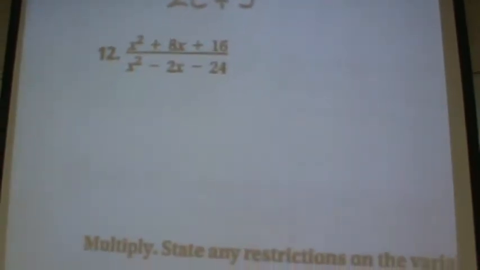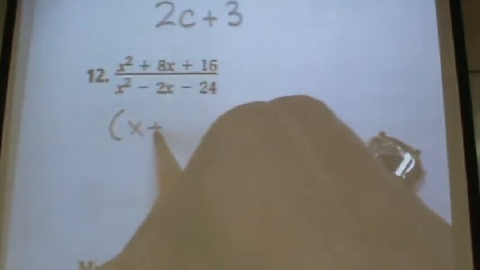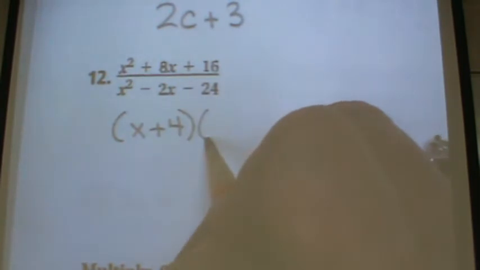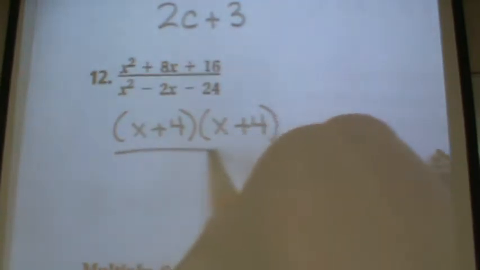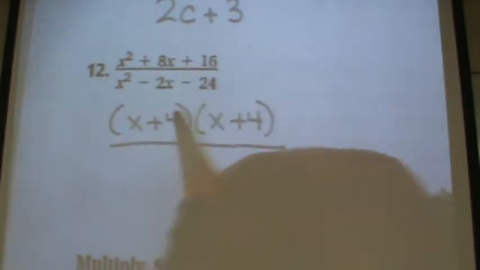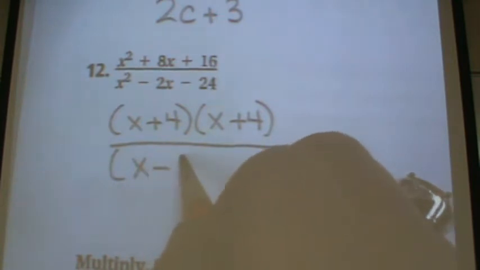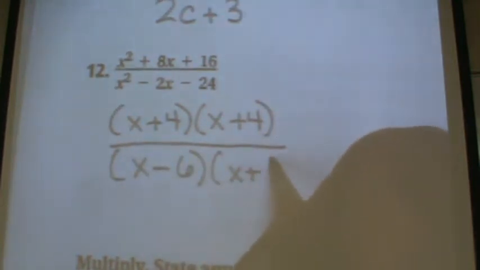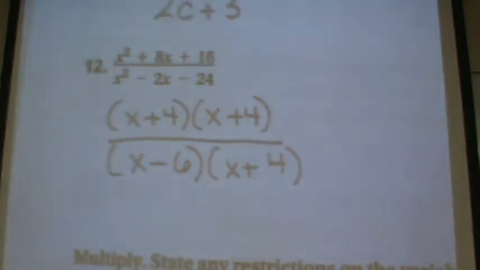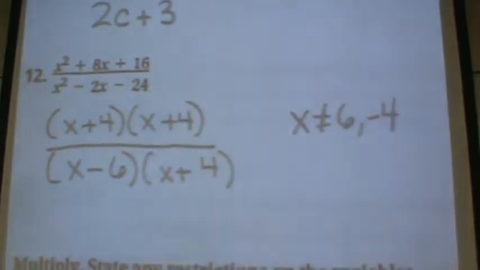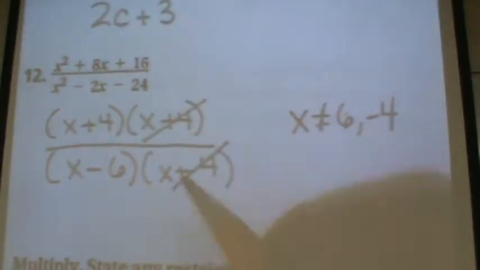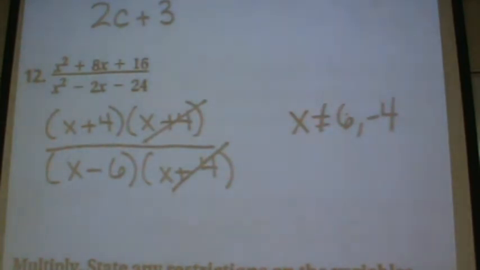Number 12. How can you factor the numerator? x plus 4. And x what? Plus 4. Okay, how about the bottom? What two numbers multiply to give you negative 24 but add to be negative 2? Minus 6 and plus 4. Good job. What are your restrictions? x can't be what? Positive 6 and negative 4. Good. Now what cancels? Plus 4. What's your answer? x plus 4 over x minus 6.